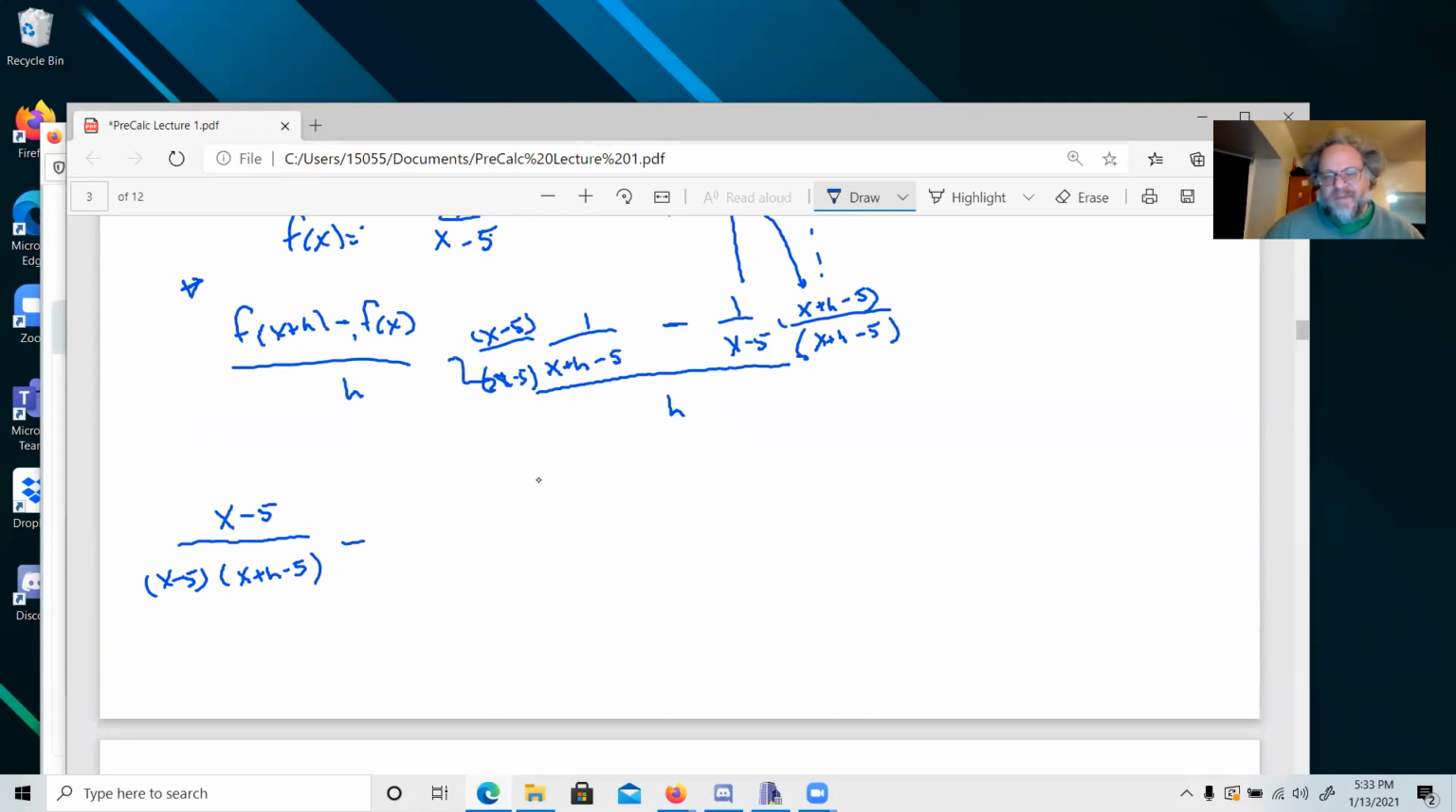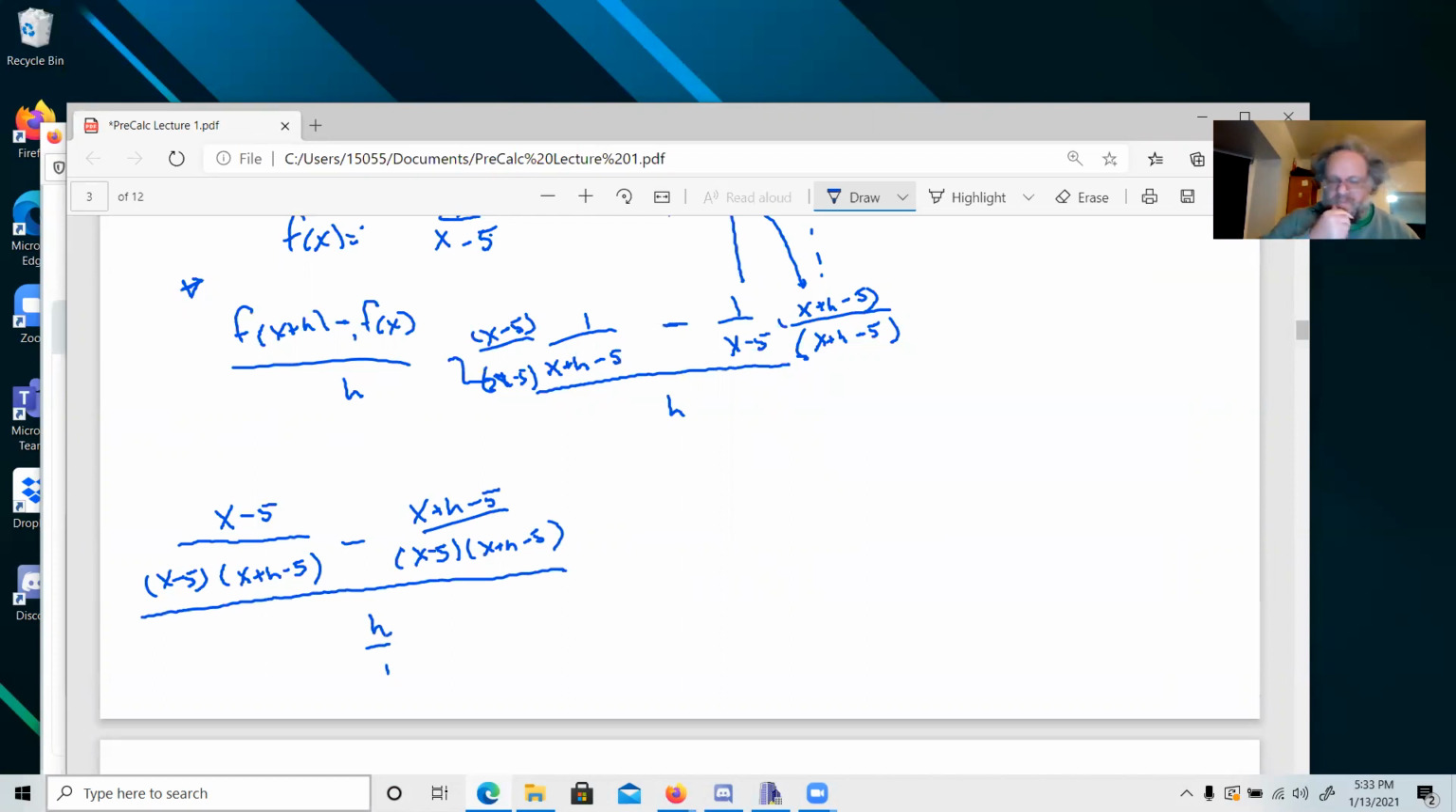So on the top here, we've got minus (x plus h minus 5), which means all of these things are going to get a minus in front of them when I distribute. Right? x minus 5, x plus h minus 5, all over h over 1. Why did I write the over 1 here? Because we're going to end up with a complex fraction. And the next thing I'm going to ask you is, how do you deal with a complex fraction?